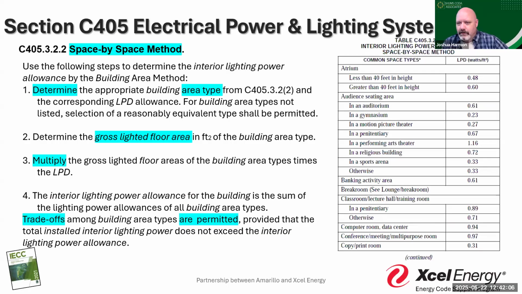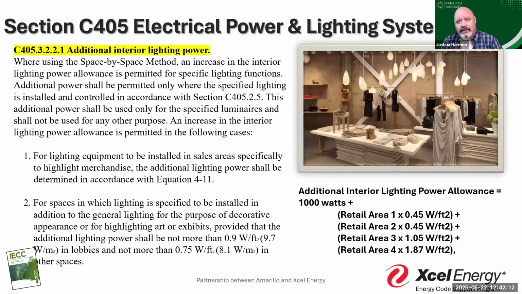Now, when it comes time to demonstrating this, I guess I'm going to keep going. The code also identifies the ability to have additional interior lighting power when we have certain types of functions like retail spaces, or maybe there's specific task lighting associated with it. If we've got workstations or something that has extra lights, then again that light can be calculated as additional area, right? And the code gives us some options, equations to calculate that.